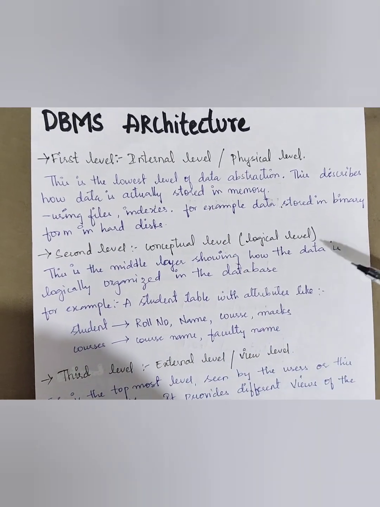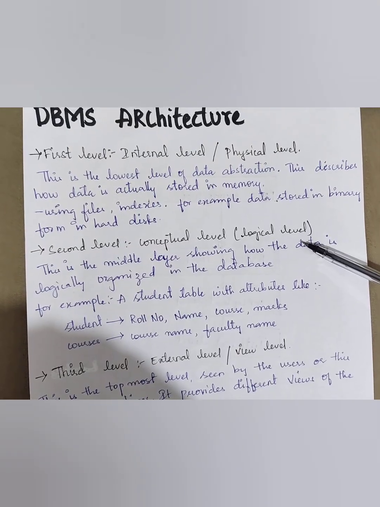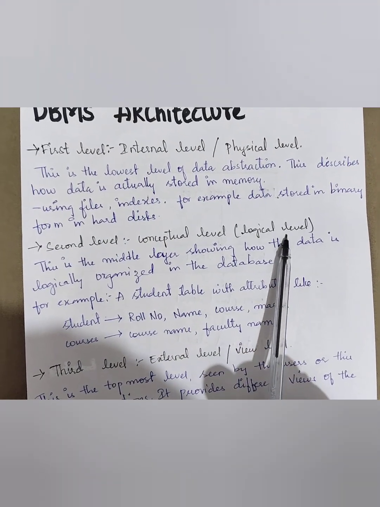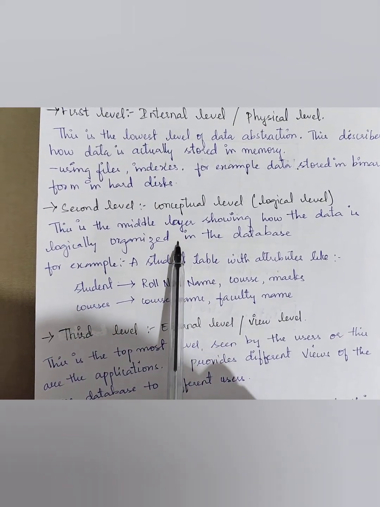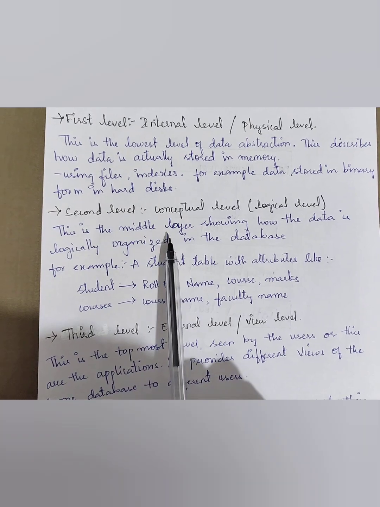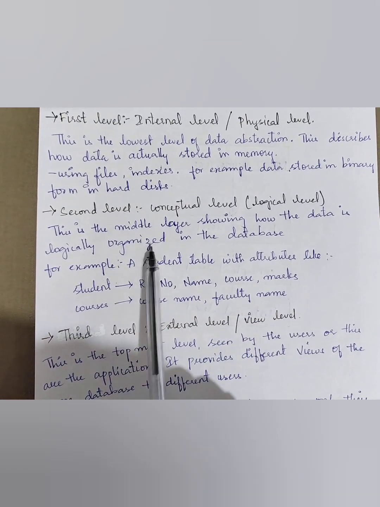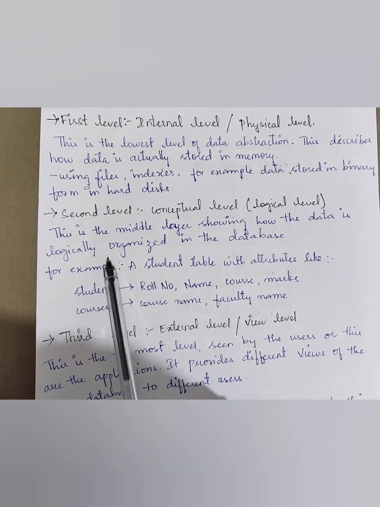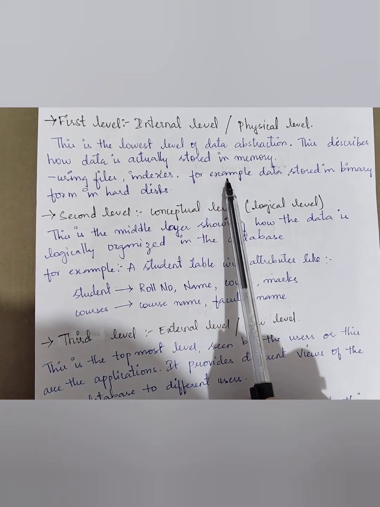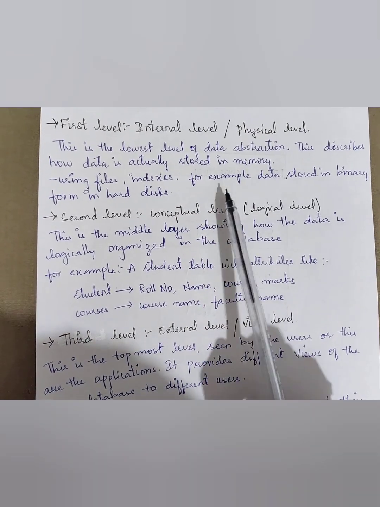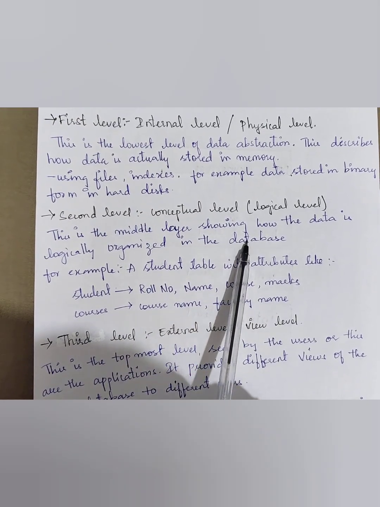Now we will see the conceptual level, which is the second level, also called the logical level. This is the middle layer of DBMS architecture. It shows how the data is logically organized in the database system. In the first level, we saw how data is stored in memory. In this next level, we see how the data is organized logically in a database.